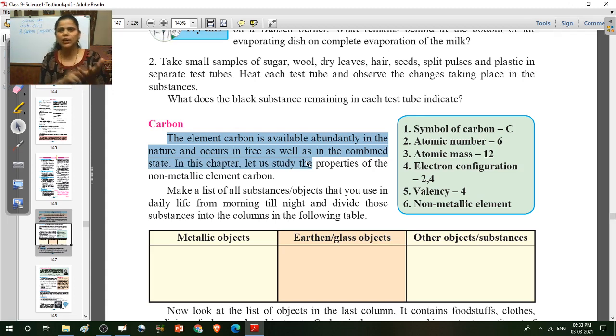For example, CO2. CO2 is a compound, and carbon is one element of that compound. Then methane, CH4. What is the formula of methane? CH4. So here carbon is also available. So carbon occurs in a free as well as in a combined state. Clear? Then make a list of all the substances or objects that you use in daily life from morning till night and divide those substances into the columns in the following table.